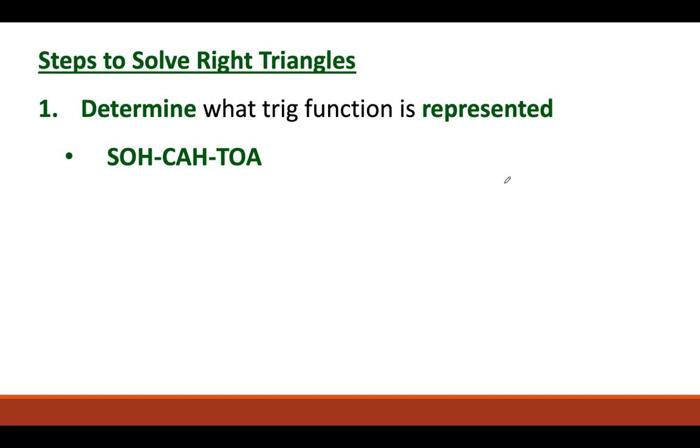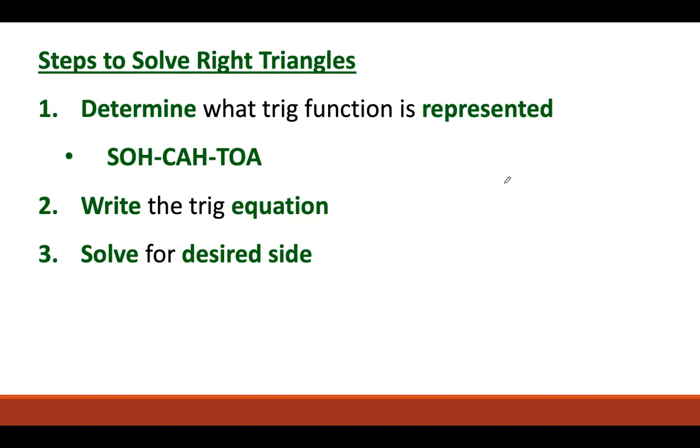Remember, SO stands for sine opposite over hypotenuse. CA stands for cosine adjacent over hypotenuse. And TOA stands for tangent opposite over adjacent. Then, after you figure out which function is represented, write that trig equation. Then solve for the desired side.